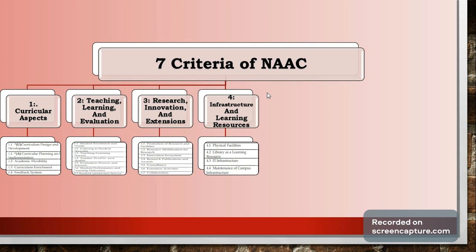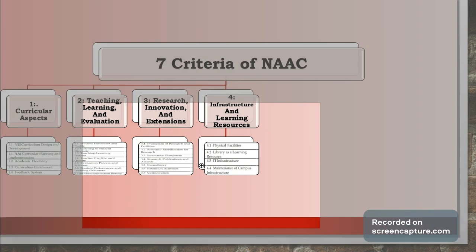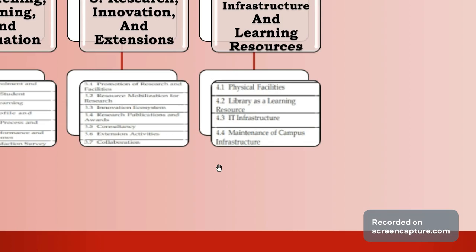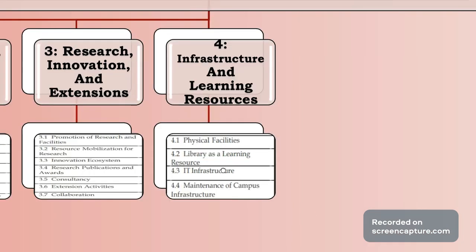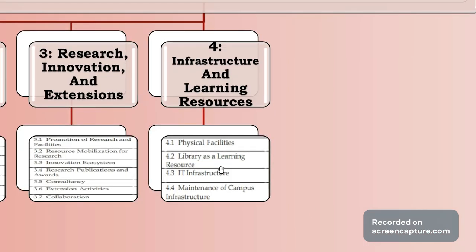So now moving to the key indicators under this. There are different key indicators designed under this criteria. First one is physical facilities. Second is library as a learning resource. Third one, IT infrastructure. And 4.4 is maintenance of campus infrastructure.